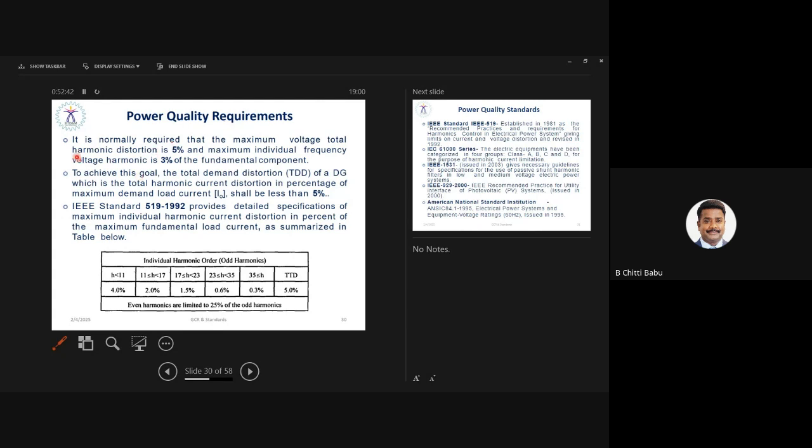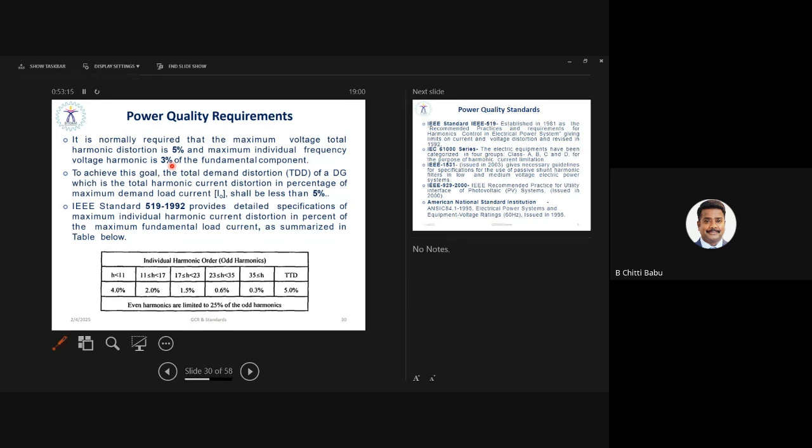Usually, the maximum voltage total harmonic distortion, what is called the THD of the grid voltage, should be within 5%, and the maximum individual frequency voltage harmonic should be less than 3% of the fundamental. This is the very minimum requirement while integrating solar photovoltaic with the utility grid. Of course, the current injected into the utility grid should have a THD of less than 5% of total harmonics, whereas the individual harmonic should be less than 3%.